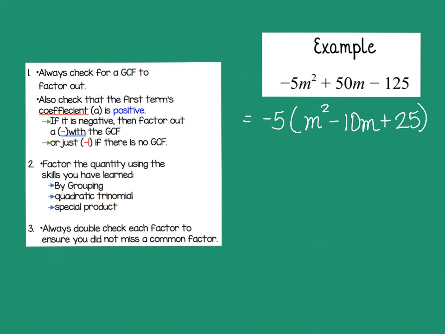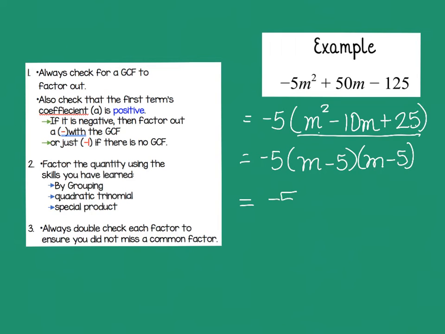Now when we look at the quantity here to factor, do we do it by grouping? No, because it's 3 terms. It is a quadratic trinomial. Does it happen to be a special product? And this one is a special product, but you could also factor it if you did not recognize that, and it would factor to m minus 5 times the quantity m minus 5. So the final answer would be -5 times the quantity m minus 5 squared.